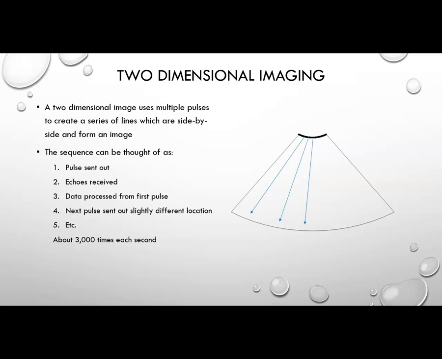So we send out pulses about 3,000 times a second. We create images about 30 times a second, or 15 to 30 times a second. So it's all done very quickly, and that's how we make our two-dimensional images.